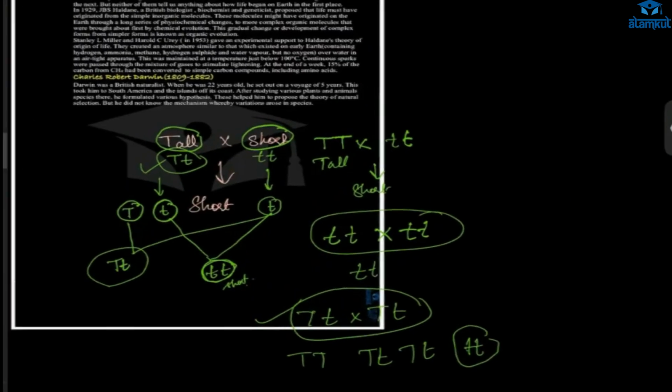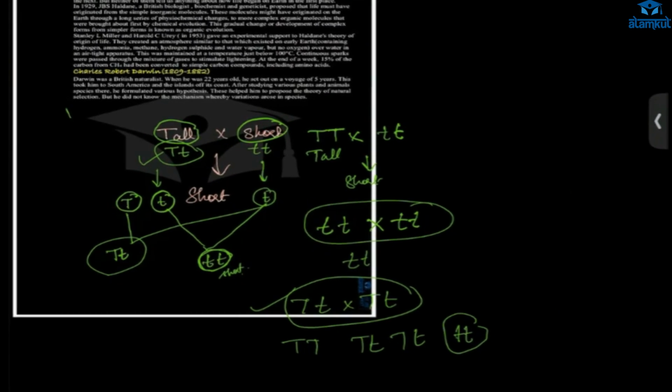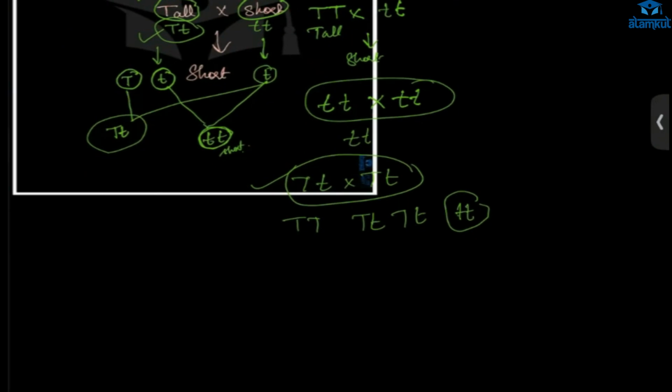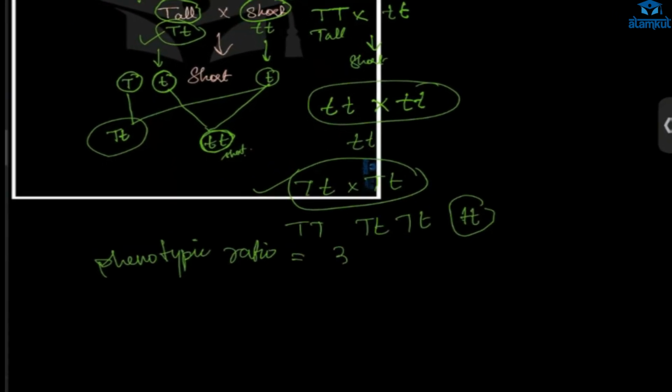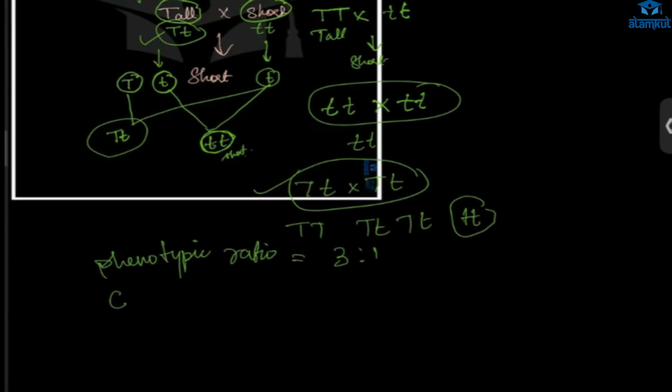Any other doubt? So this was our monohybrid cross. And what was our phenotypic ratio? 3 is to 1. Yes. And what was our genotypic ratio?